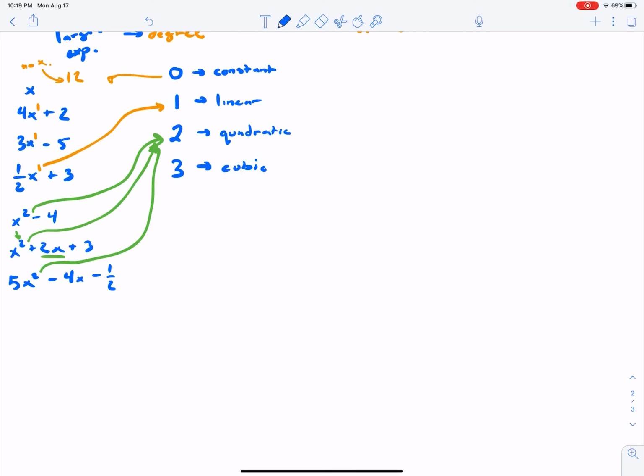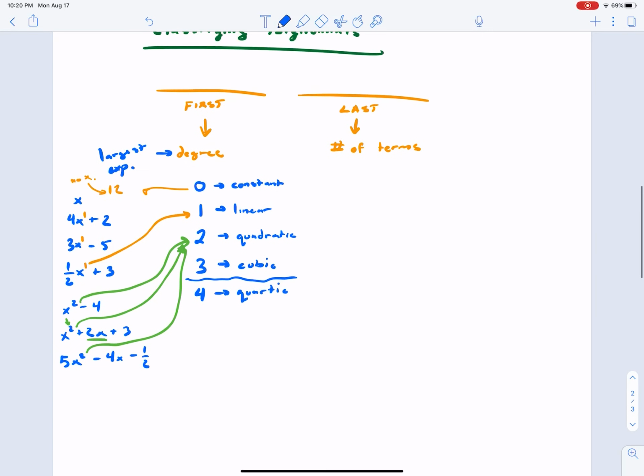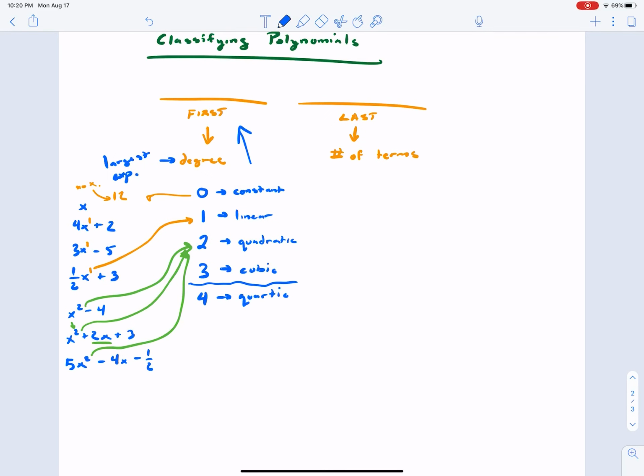And really there's more, but that's as far as you guys need to know. I'll put one more out there. 4 is actually a quartic, but really we don't use it as often as we need to, okay? So as long as you guys know up to the 3rd degree, you guys are okay, right? So again, all that right there is the first name to classifying, all right?